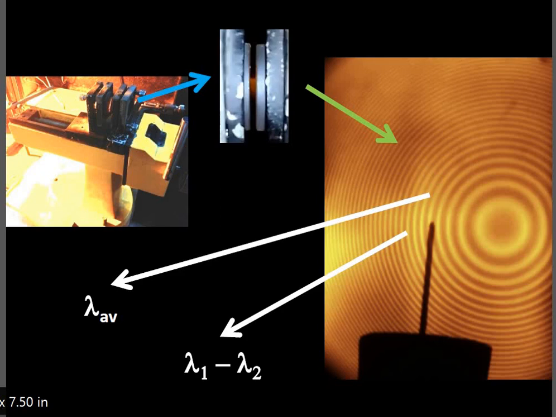And what is that something? That something is basically the measurement of, number one, the average wavelength of sodium. Number two, the difference between the sodium doublets. So this is very interesting, right?